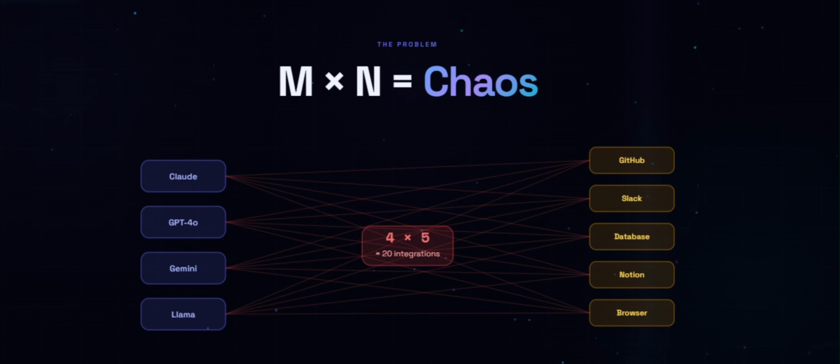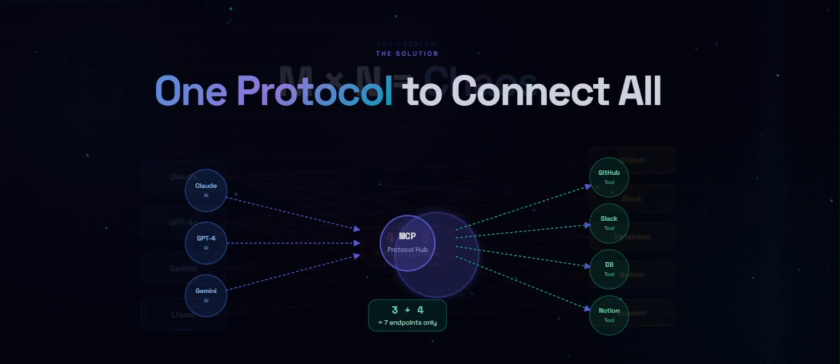Before MCP, every AI model needed custom integrations for every tool. If you have 4 AI models and 5 tools, you end up maintaining 20 separate integrations. Add more models or tools, and complexity explodes exponentially. This integration nightmare slows development, increases maintenance cost, and creates vendor lock-in.